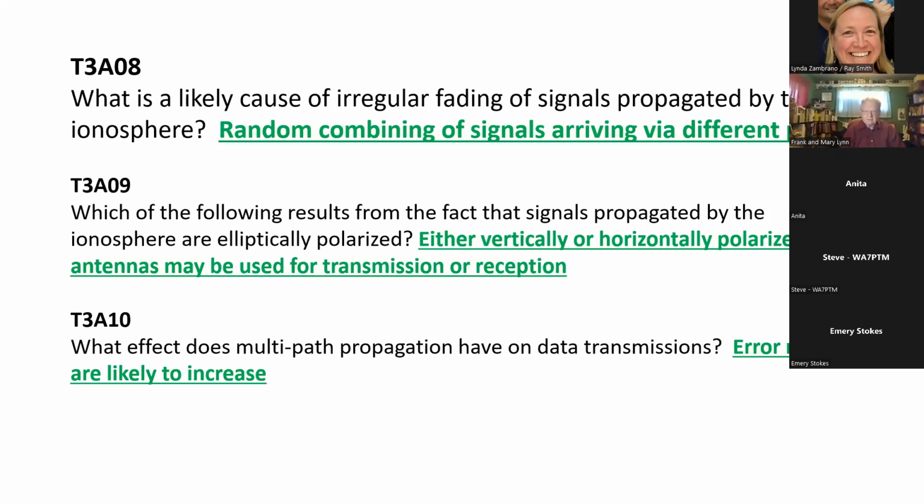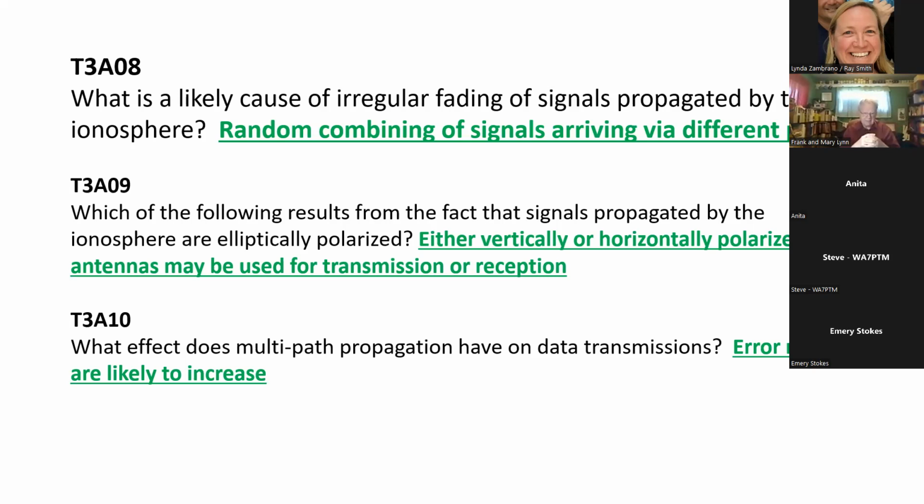What is the likely cause of irregular fading of signals propagated by the ionosphere? Again, this goes back. We're combining different signals. Because remember, when you broadcast with your radio, you're going out in all directions. So if the signals go out and they bounce off of other things and they have the straight line, they all come together at the receiving point, or you're receiving it from something which is broadcasting because it goes both ways. Those signals coming from different paths will combine.